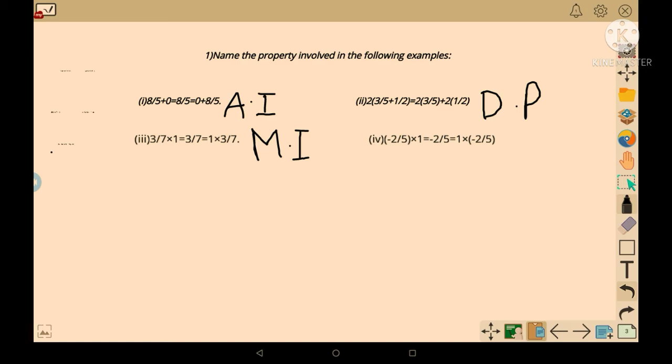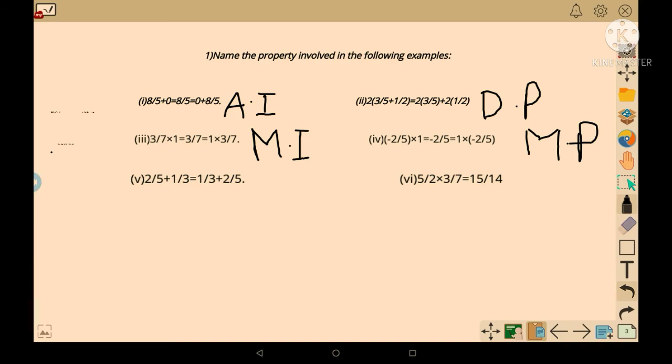Now the fourth one is minus 2 by 5 into 1 equals minus 2 by 5, and 1 into minus 2 by 5. So here the answer is multiplicative identity, right? Because we got the same answer here. So here also the answer is M I.